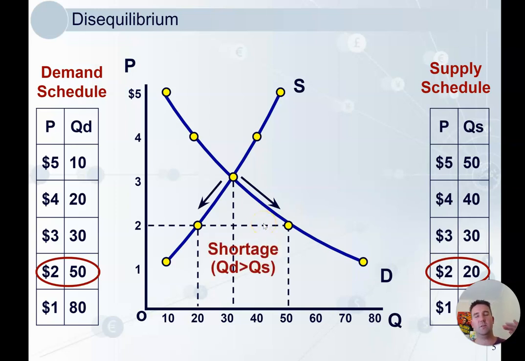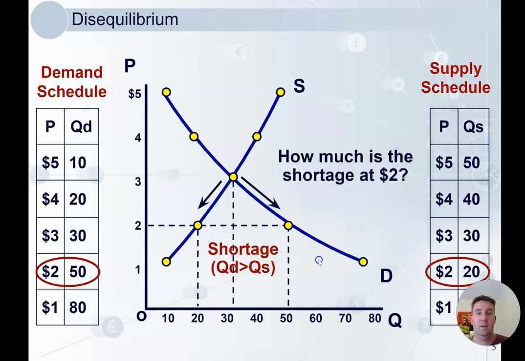These terms, surplus and shortage, are specific terms to economics that we want to use. Quantity demanded is greater than quantity supplied. There's a shortage. Some people will miss out. The shortage is 30.